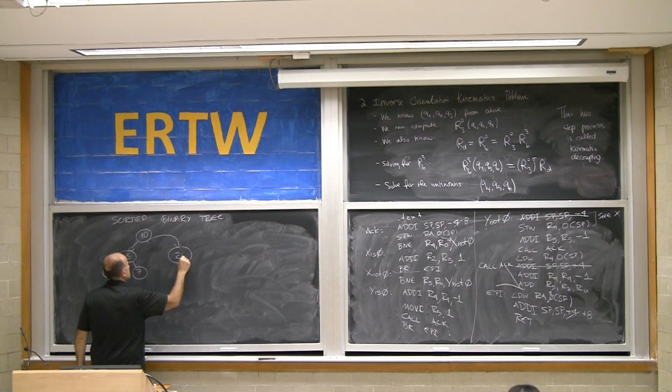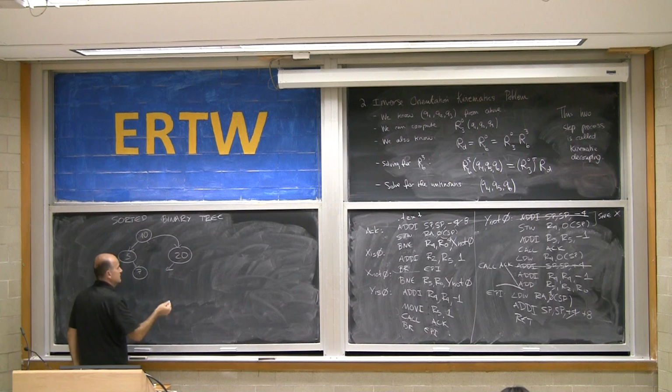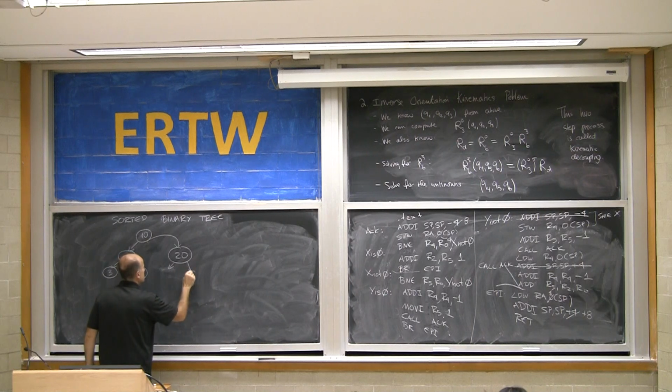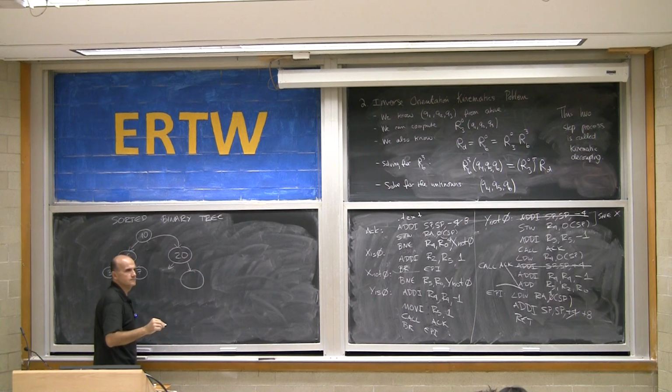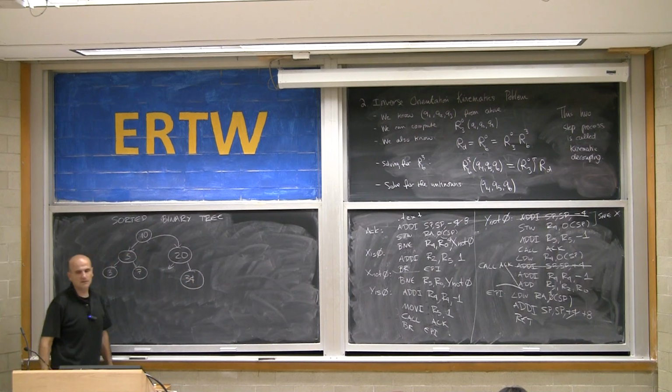Let's make this 20. Let's make this, I don't know. I think this is getting too much. This points to nowhere. It's nil, so there's nothing there. And let's make this, give me a number. 34. 34 is an excellent choice. Okay, good. Here is a binary tree.